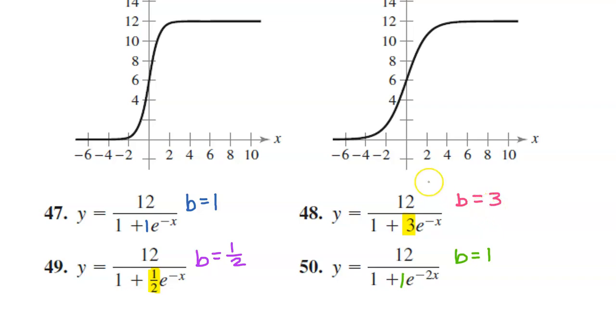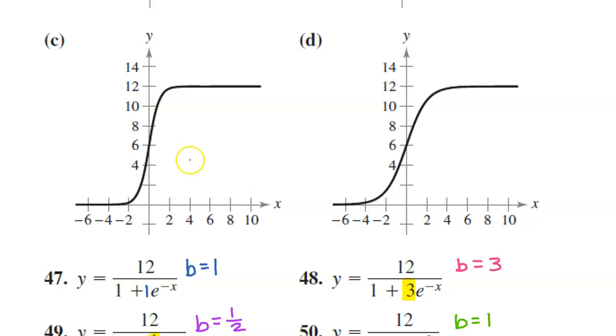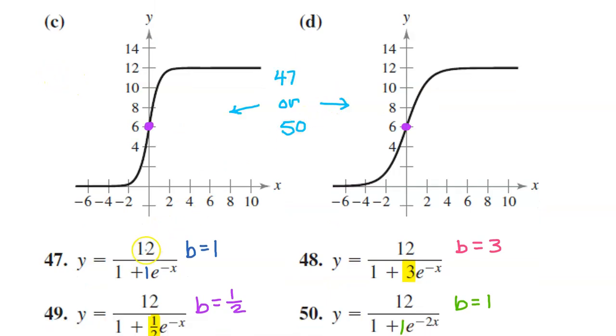Remember, the b value tells us whether the point of inflection will be shifted to the right or to the left, or if it's right on the y-axis. If b is equal to 1, that means the point of inflection is right on the y-axis. So let's see. All four graphs have an upper limit of 12, so the point of inflection will occur at a y value of 6. For graphs C and D, we see that the point of inflection is right on the y-axis. That means for these graphs, the b value is 1, just like we see in number 47 and number 50. So we've narrowed it down to 47 and 50 will be either C or D.